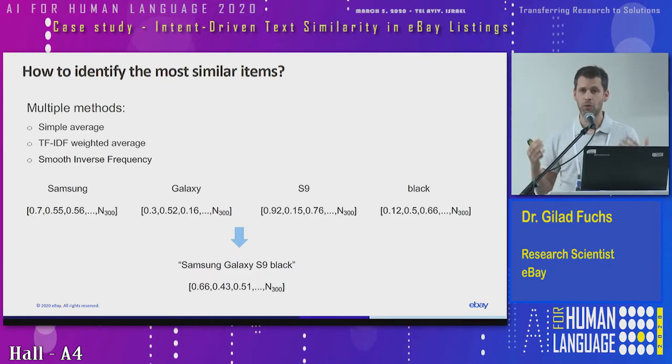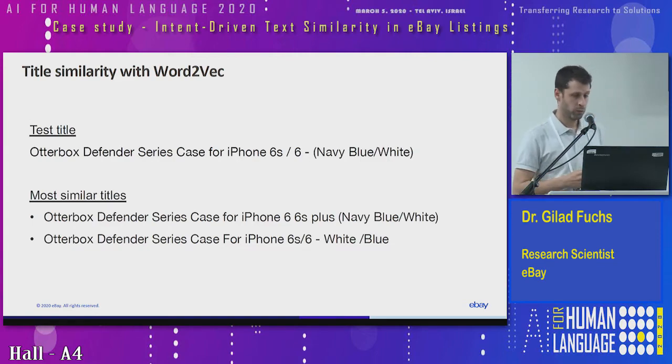So there are different methods for combining those word vectors into a single sentence vector. The simplest one is just taking the simple average of the vectors, and more advanced ones, not that advanced actually, are TF-IDF or smooth inverse frequency. So we started with the simple approach of just a simple average, which is known to work in many use cases relatively fine.